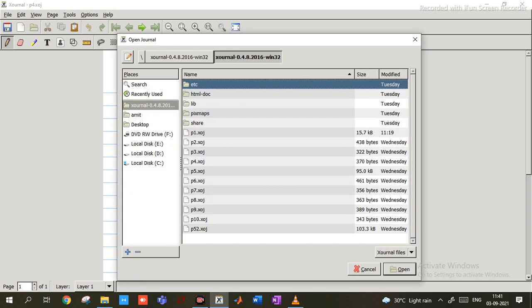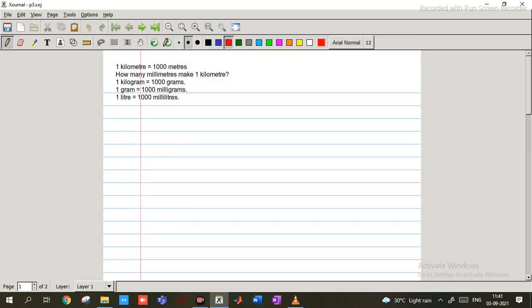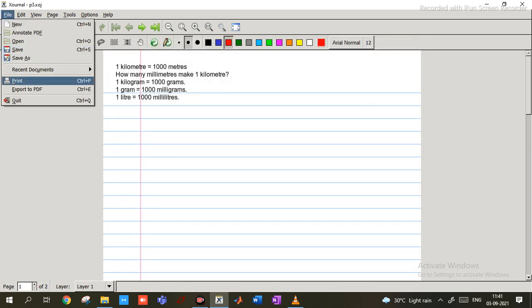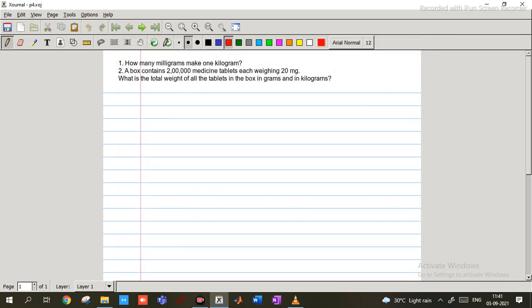Actually now as we have done with our basics, we can proceed to our exercise, or we can say, let's do some of the examples. So here is one example. He's saying how many milligrams make 1 kilogram.